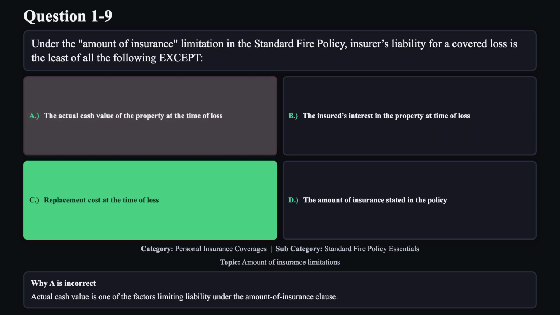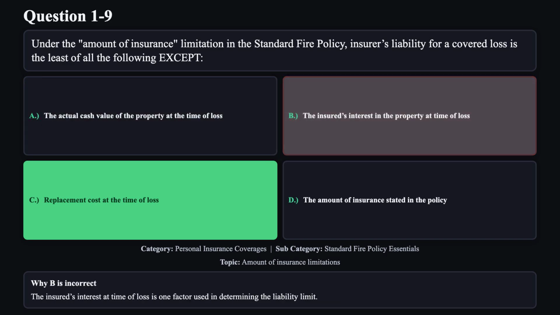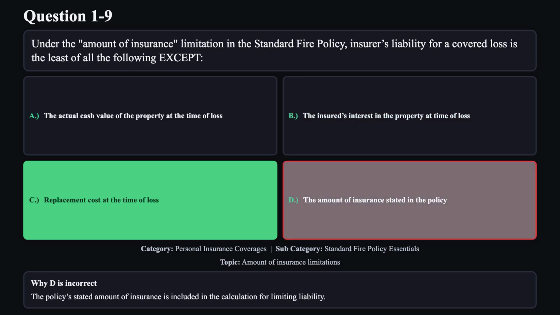Reason A is not correct. Actual cash value is one of the factors limiting liability under the amount of insurance clause. Reason B is not correct. The insured's interest at time of loss is one factor used in determining the liability limit. Reason D is not correct. The policy's stated amount of insurance is included in the calculation for limiting liability.